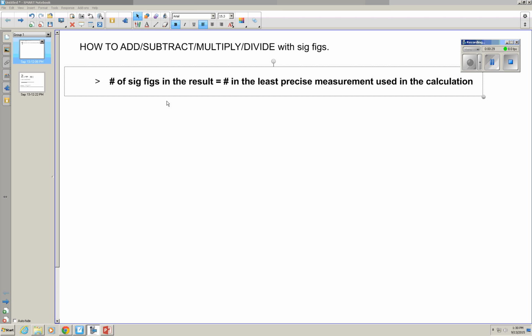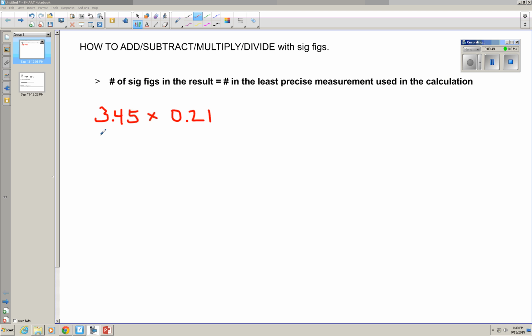Okay, so here's our rule. This is for multiplication and division. The number of significant figures you can have in the result, that's your answer, in case you're wondering, the number of sig figs in the result is going to be exactly equal to the number of sig figs in the least precise measurement used in your calculation. Okay, so let's just come up with an example.